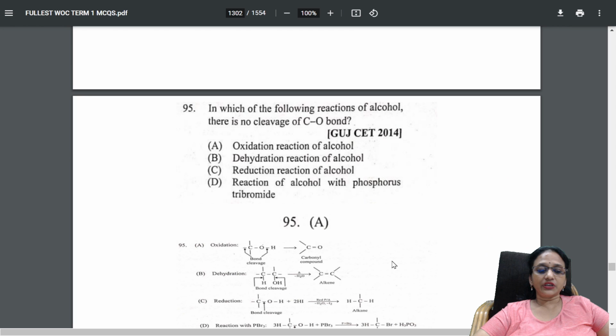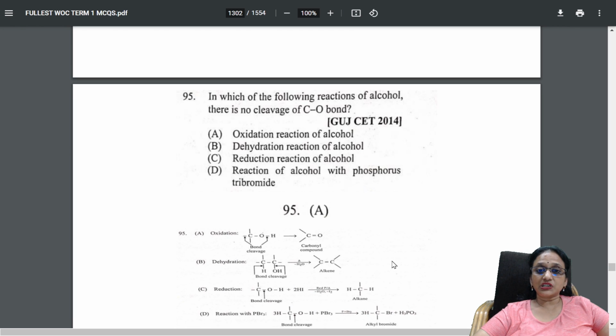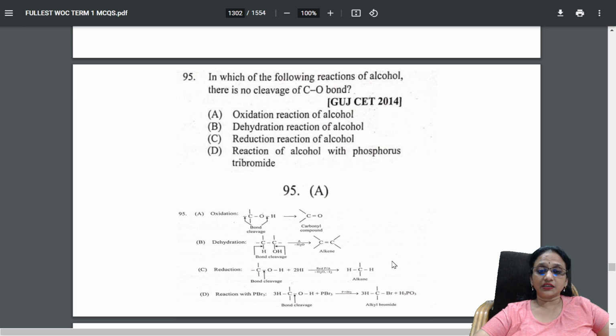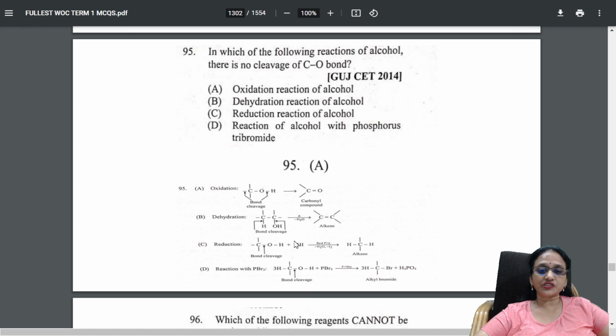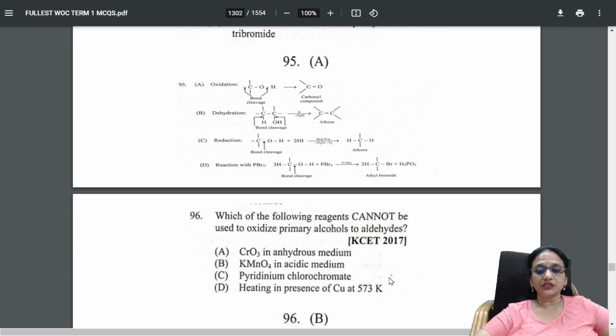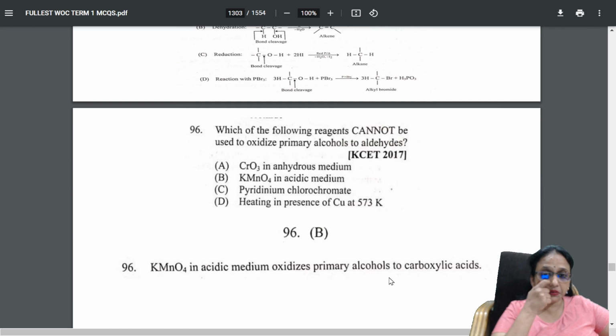Then, in which of the following reactions of alcohol is there no cleavage of the C-O bond? There is a list of reactions here. You can check where there is bond formation, where there is no bond formation, and what product I get. Which of the following reagents cannot be oxidized to primary alcohols? Yes, KMnO4. So they're giving you a comparison between different reagents.